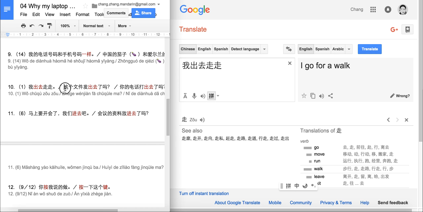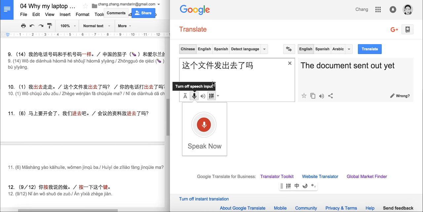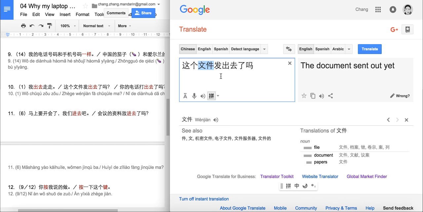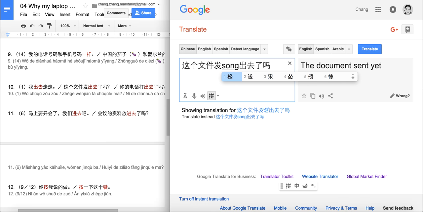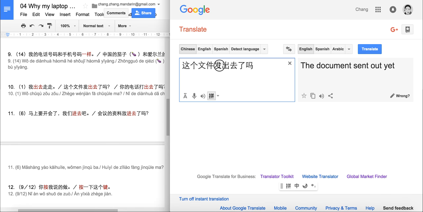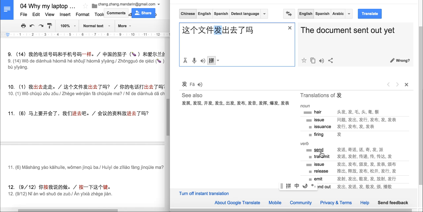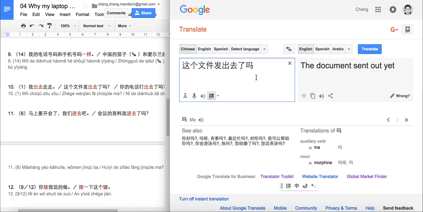Perfect. 这个文件发出去了吗? This measure word, document. 发 here is short for 发送, to send. So this document send out, 了 past tense means already, 吗 question. Has this document already been sent out?